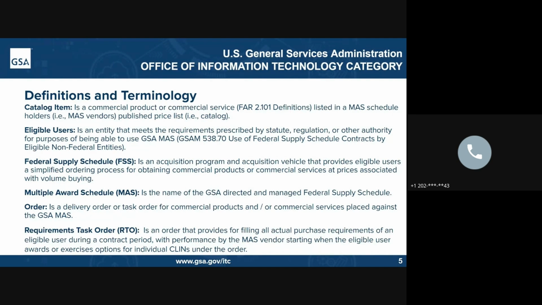When I refer to an order, that could be a delivery order or a task order, and that is the order that is placed against the GSA Multiple Award Schedule and is the foundational contract between the eligible users and the MAS vendors in acquiring and providing the commercial products or commercial services. Requirements task orders is an order for fulfilling of actual purchase requirements in accordance with the GSAM authorization that created requirements task orders. And I'll be going into further detail of those as we go through this video.